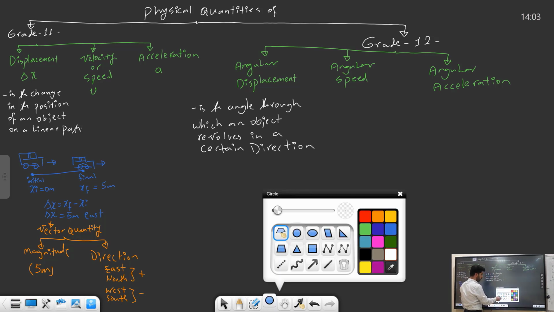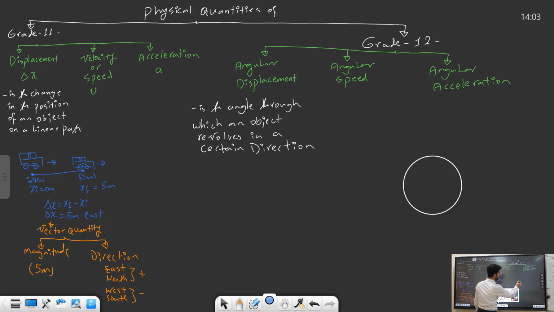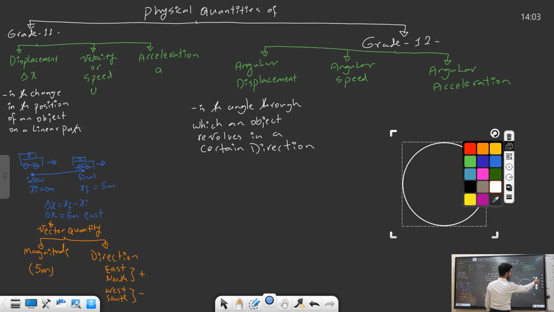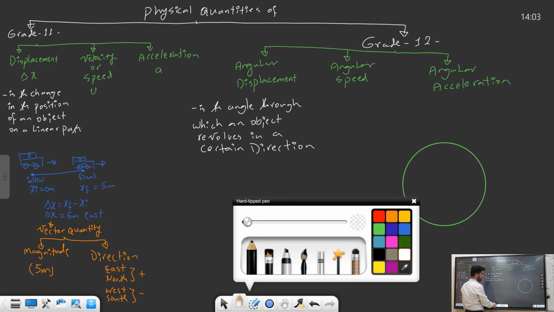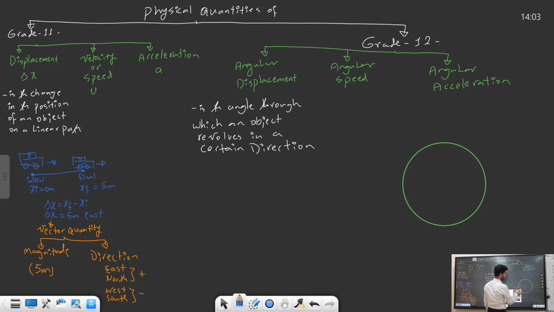I am going to draw a circular path for you guys. This is a circular path. If I change the color to make it more interesting, here we have a car, guys. I'm going to draw a car for you. If you look at the car from above, this is what you see. The car is initially at that point and then travels to here.